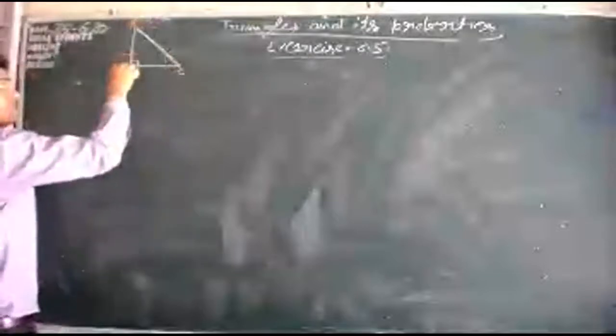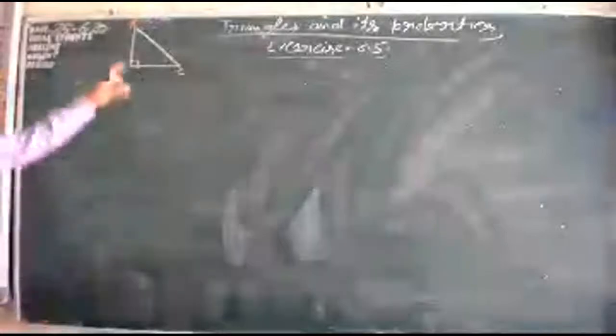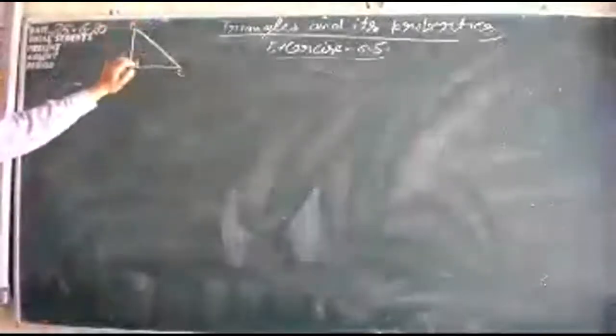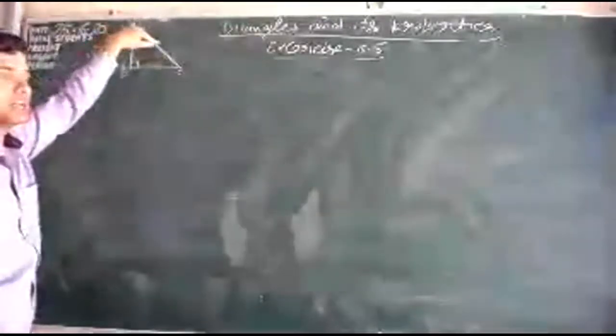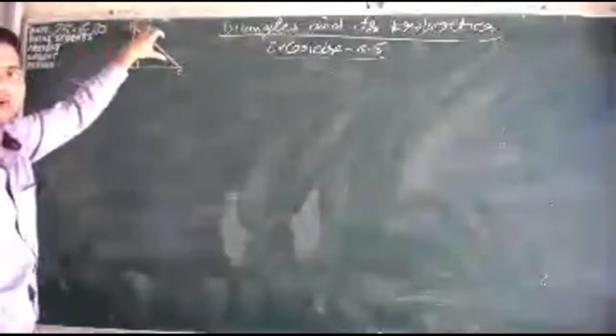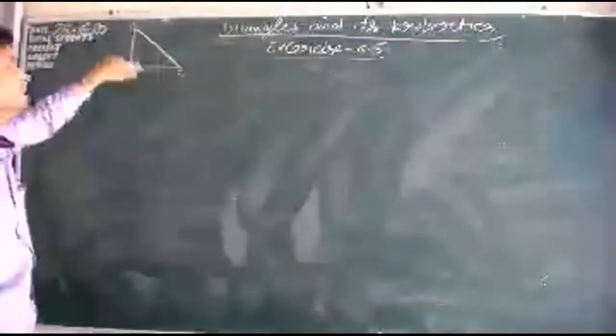It is the longest arm of this triangle because it is 90. One angle is 90 degree. In a right angle triangle, one angle is 90 degree, and the longest arm is just opposite to the right angle. That is called hypotenuse. And these two are called perpendicular and base. Okay, longest arm जो होती है वो होती है hypotenuse.